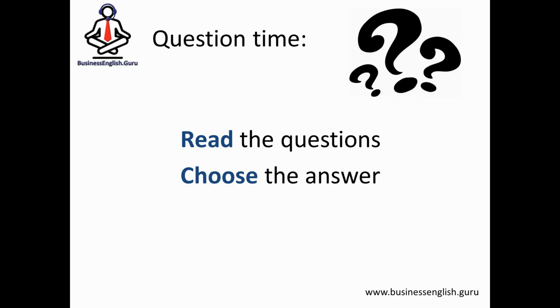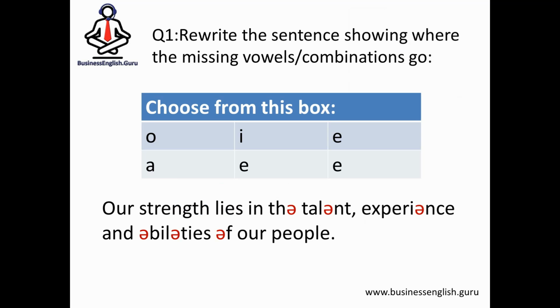All right, let's have a look at some questions now. Read the questions, choose the answer, and watch the next video to see the results. Now, when I say choose the answer, this time it's not A, B, C, and D. In many of the questions, you have to choose the right vowel to replace the schwa. So you might want to go and get a pen and paper now before you watch the questions. Ready? Let's go. Question 1. Rewrite the sentence showing where the missing vowels or vowel combinations go.